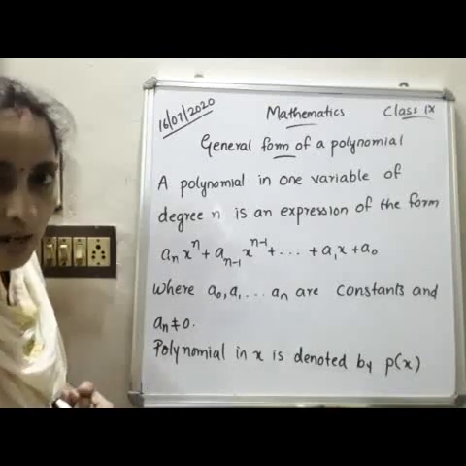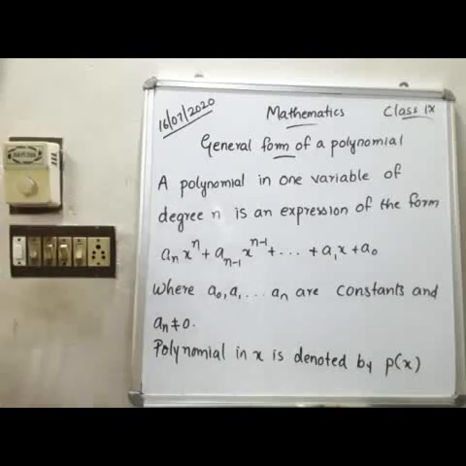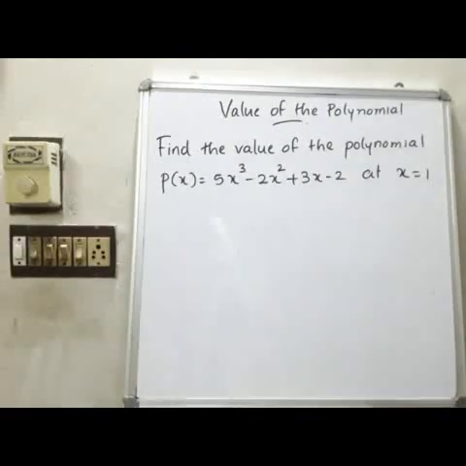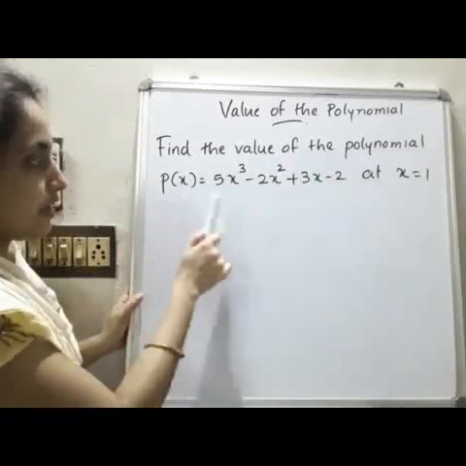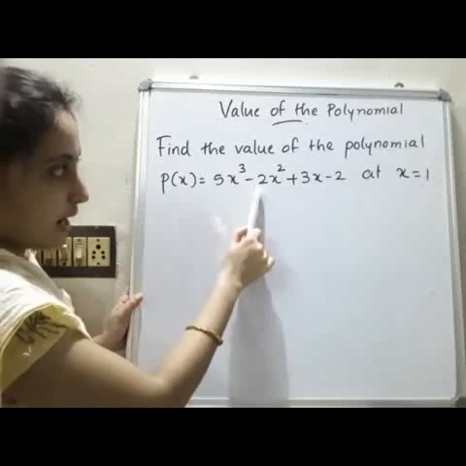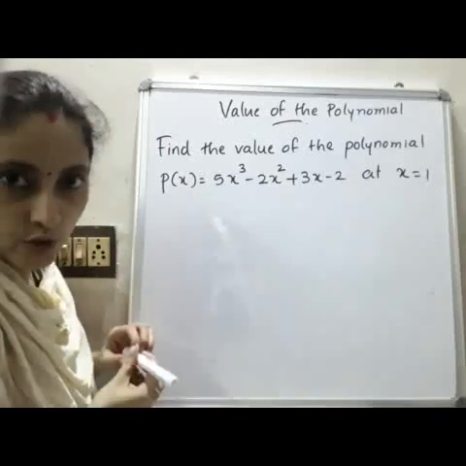So we will move to the value of the polynomial. Please write down the heading: Value of the polynomial. By using an example, I will explain what is the value of the polynomial. Find the value of the polynomial p of x is equal to 5x cube minus 2x square plus 3x minus 2 at x is equal to 1.